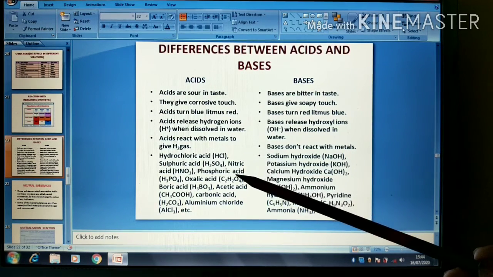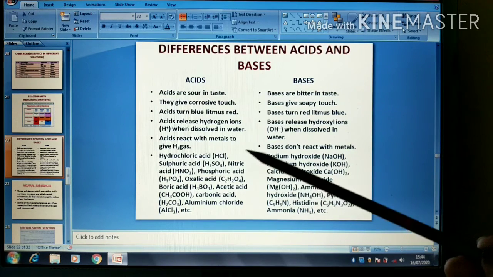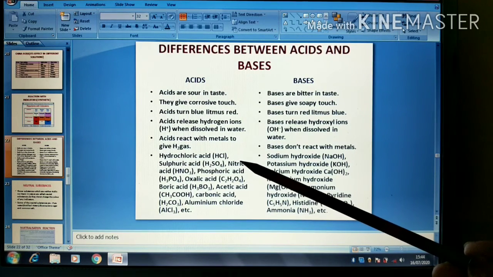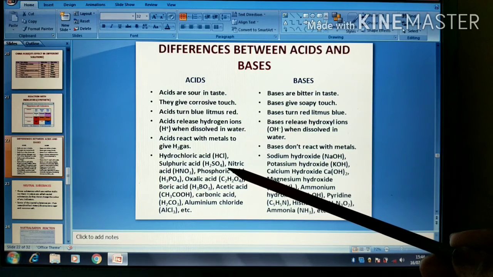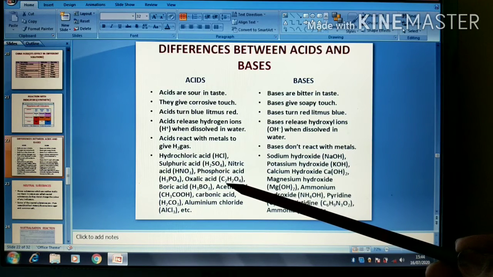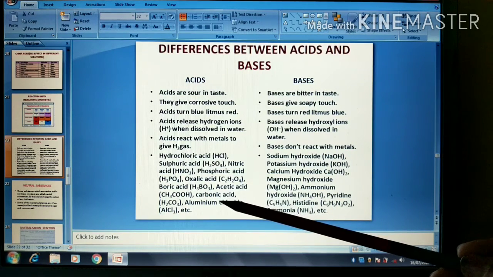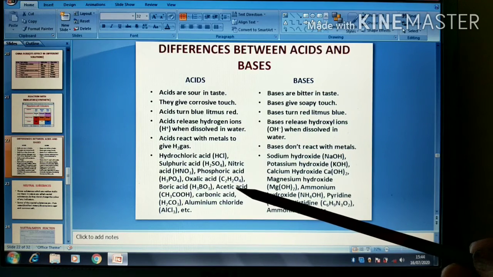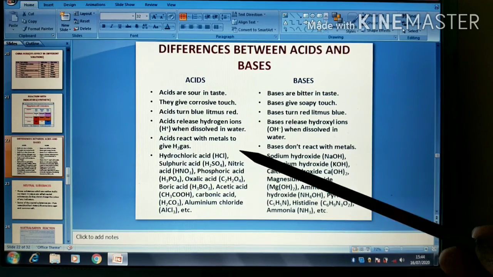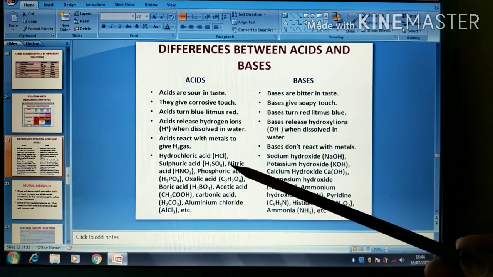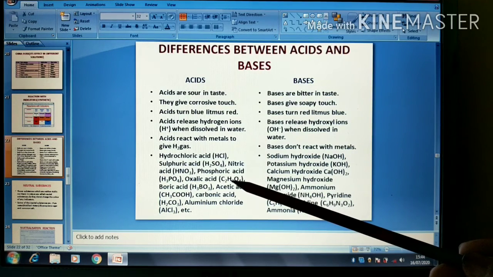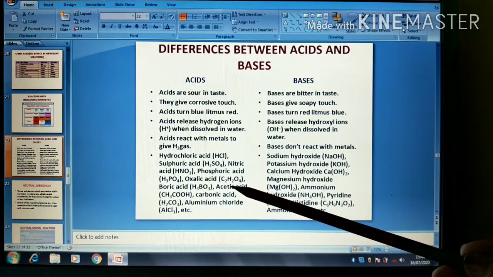What about some examples, as we had discussed earlier? Hydrochloric acid is a very strong acid. Sulfuric acid, H2SO4, is also a very strong acid. Nitric acid is a very strong acid. Phosphoric acid is also a very strong acid, and boric acid, etc. Acetic acid or organic acids are some of the examples of acids. Some of them can be strong acids and some of them can be weak or organic acids.